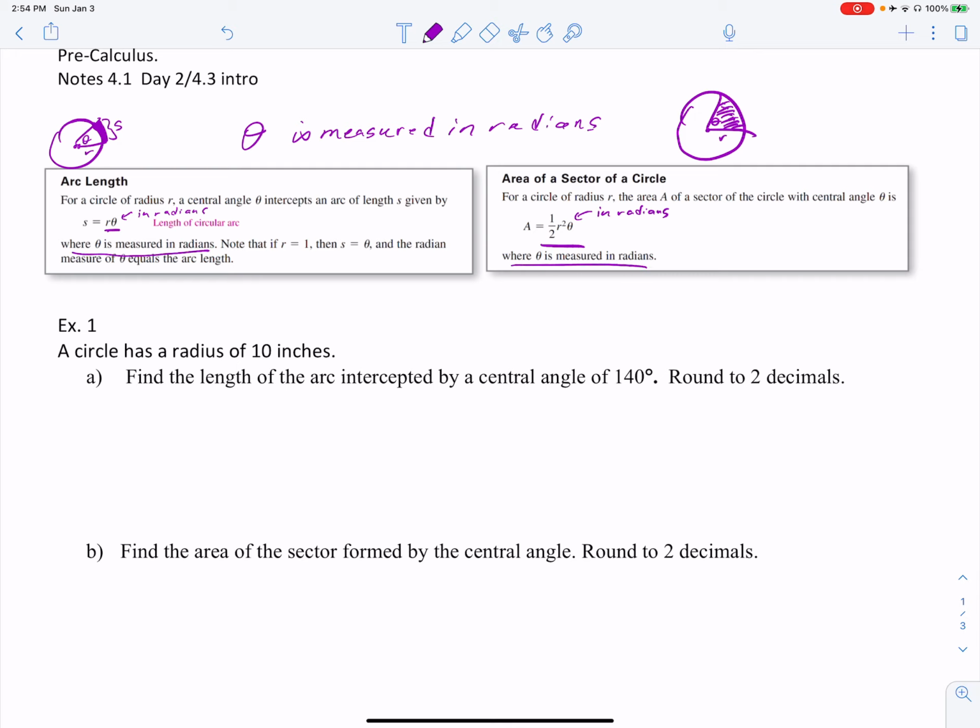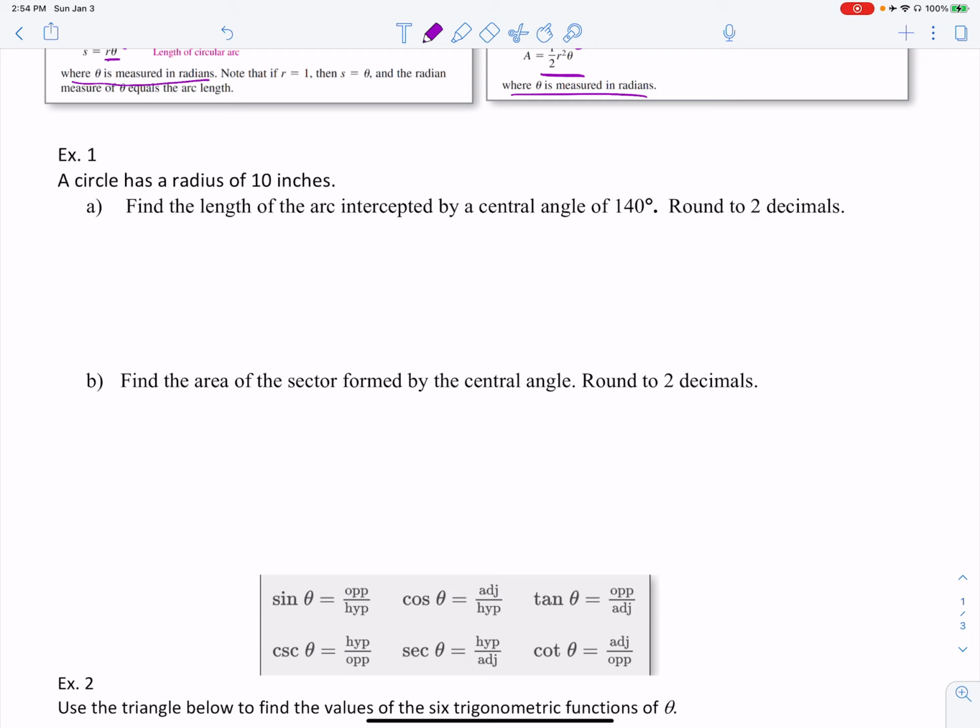Example 1: a circle has a radius of 10 inches. Find the arc length intercepted by a central angle of 140 degrees. Again, we want to see these new formulas used. So we have a circle, and here's our 0 x-axis. If I go straight up, that's 90 degrees. If I go straight to the left, that's 180 degrees. I need to go 140 degrees, which is somewhere around here. So here I'm rotating 140 degrees.